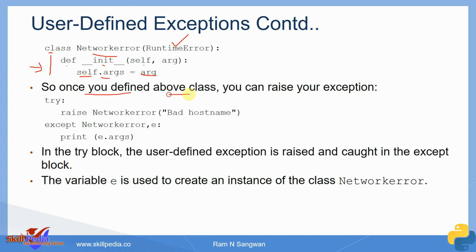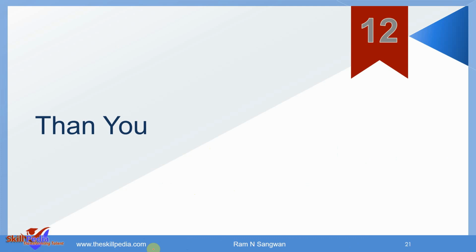So once you define the above class, you can raise an exception. Try, raise NetworkError, that's what you define here, bad host name. Except NetworkError as e, and you display e.argument. So this is actually the object of this class NetworkError. So print e.arguments, and this will display the actual error message. In the try block, the user defined exception is raised and caught in the except block. The variable e is used to create an instance of the class, as I said, object or instance of the class. We will continue with the example part of the code.